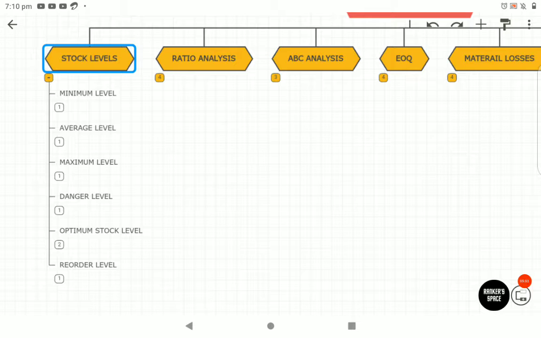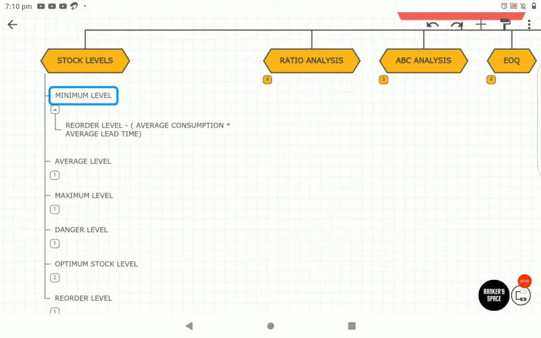The first stock level is your minimum level. So the first formula that we have to remember is the minimum level formula. Minimum level is the bare minimum level, which is above your danger level and below your average level. The minimum level formula is nothing but reorder level minus average consumption into average lead time.